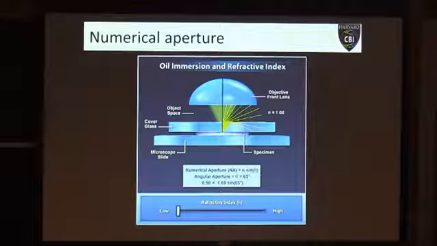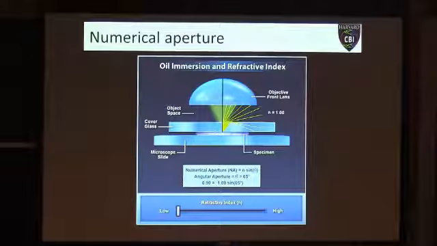Some of them are going to come at an angle where you have what's called total internal reflection. Because of this refractive index mismatch, it just bounces back down into the glass. We've got some that are going to be refracted so much that they miss the objective. And then we've got some light that's going to go up into our objective, can interfere with itself inside that objective and give us some decent resolution.